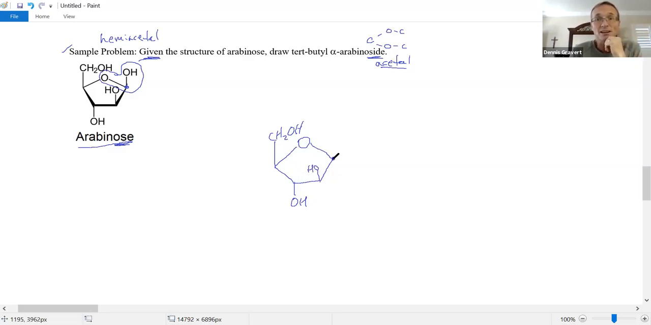And then over here, well, now actually we have to think about it. Which form of arabinose is given here? It's in the hemiacetal form. There's two forms, right? Alpha and beta. So which form is this arabinose molecule? Well, find the anomeric carbon, the one that determines it all. This is the carbon of the hemiacetal or acetal. And where's the bond not in the ring?